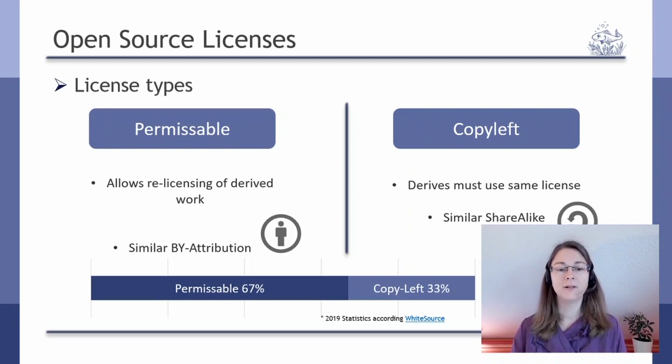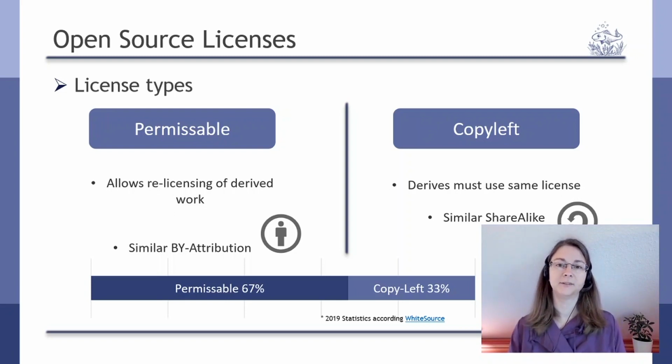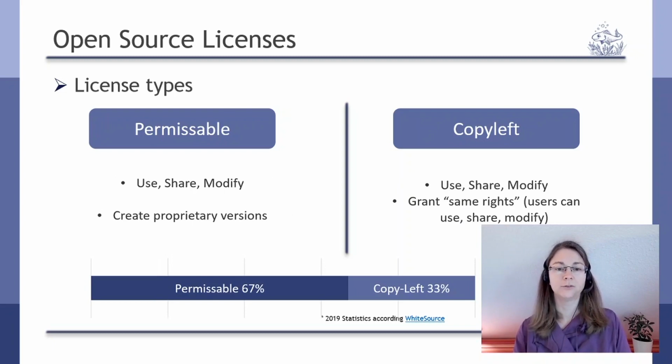The permissive licenses allow relicensing of derived work. It's very similar to by-attribution. On the other side, with the copyleft licenses, the derivatives must use the same license. It's similar to share-alike. So the core rights, which are to use, to modify, and to share, are available in both types.